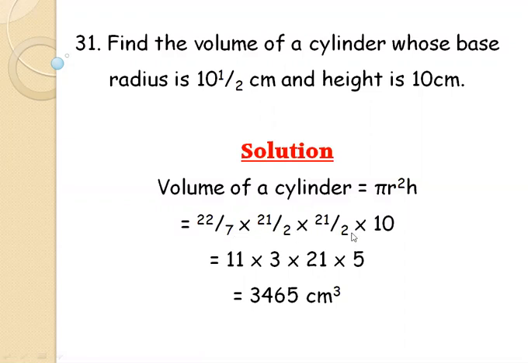So we don't have any denominator again. I'm left with 11 here, and I'm left with 3 here, I'm left with 21 here, I'm left with 5 here. So I'm going to write them out. 11 times 3 times 21 times 5. By the time I multiply those four numbers together, it will give me 3465 centimeter cube. Take note, centimeter cube, because we're talking about volume. So it's going to be in centimeter cube.